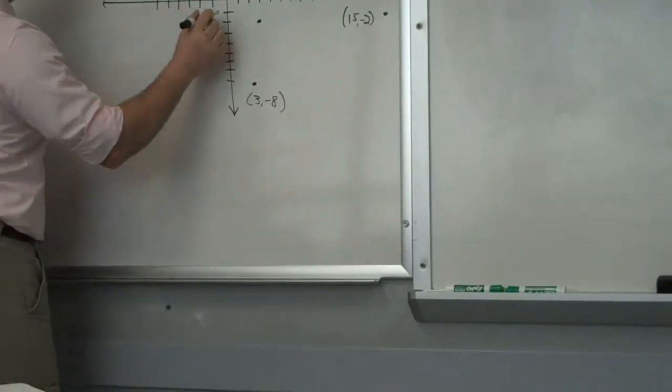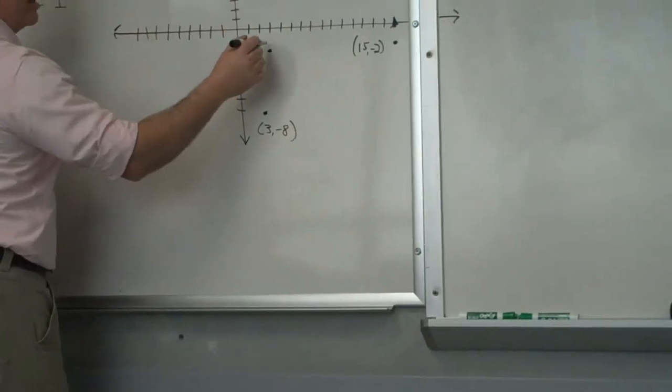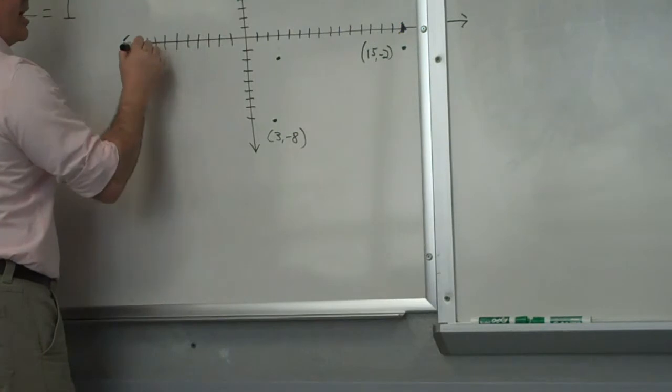Okay. And 12 in this direction from here will go 1, 2, 3, 4, 5, 6, 7, 8, 9. Right, so it's 1, 2, 3, 4, 5, 6. So from 3, 12 over should be negative 9. Sweet.